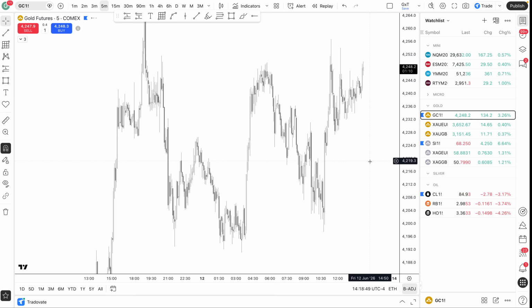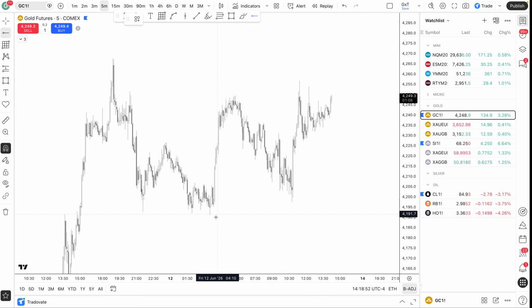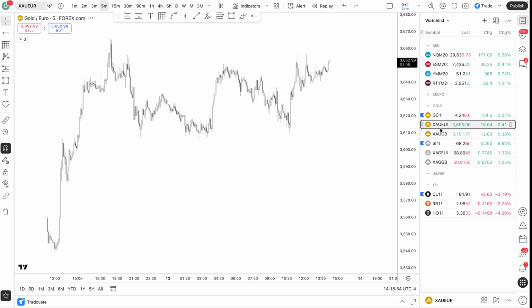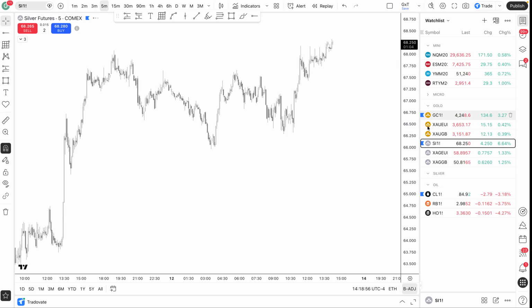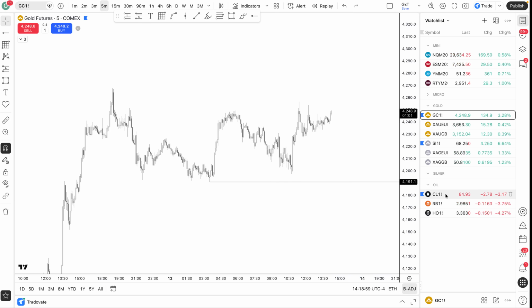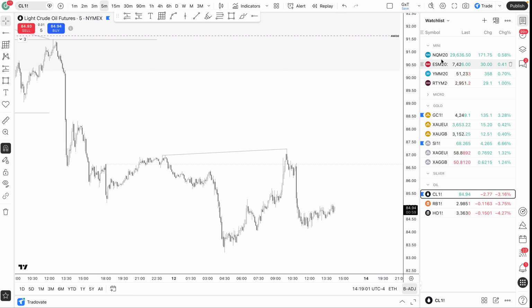Gold was pretty mid because it kind of just left these lows. There's no SMT there. And I already went over oil. So that's pretty much it, guys.